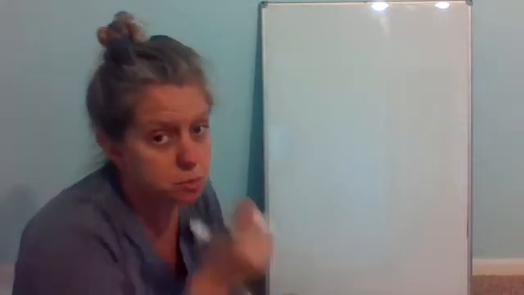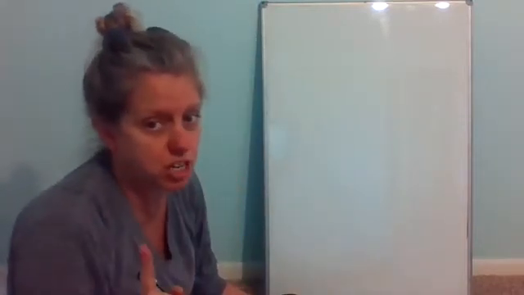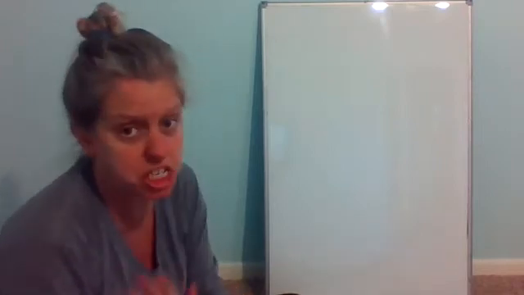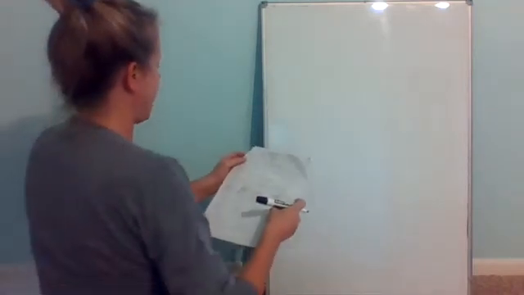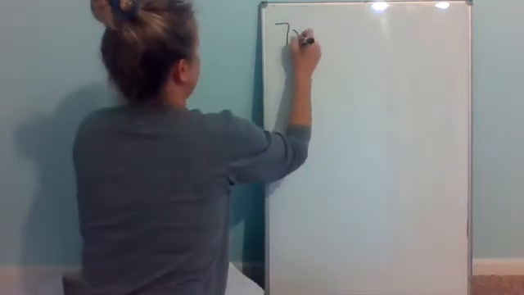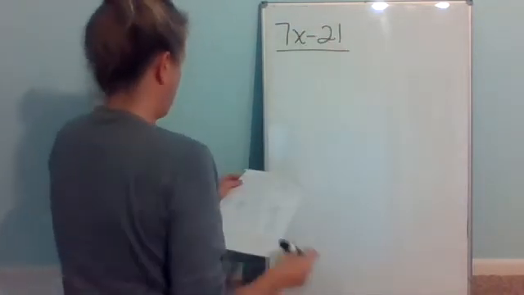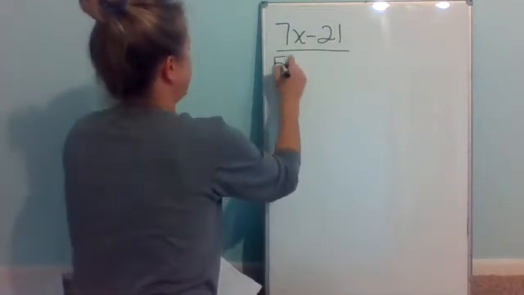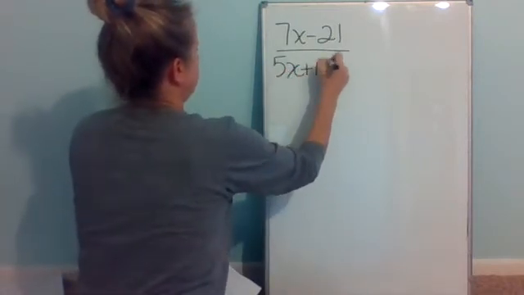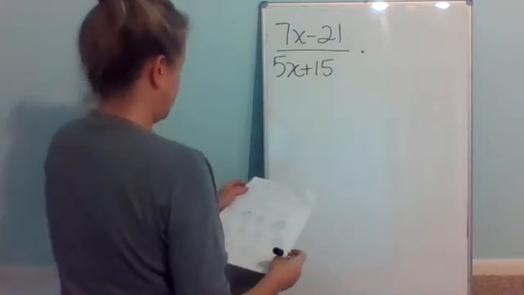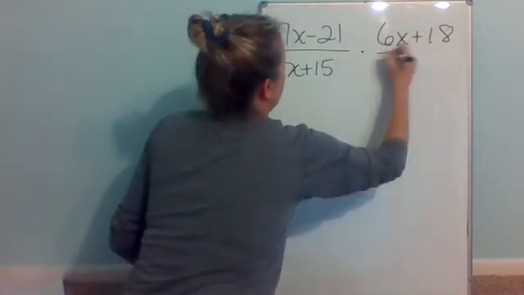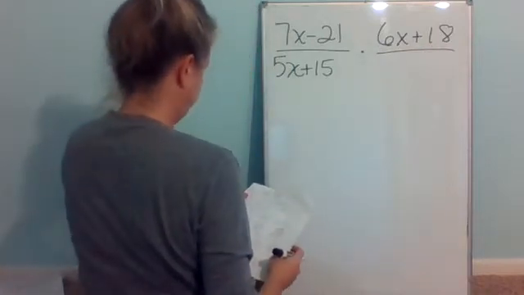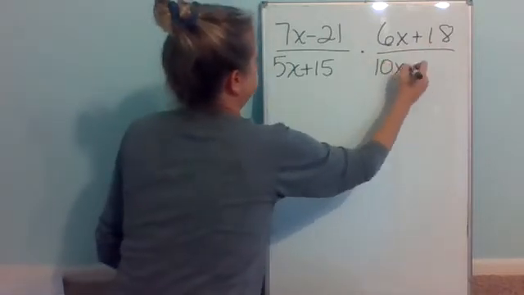So another 8 is multiplication. Remember, that's the first thing you're going to have to check for. Is this multiplication or is this division? So number 8 says to multiply, you've got 7x minus 21 over 5x plus 15 times 6x plus 18 over 10x minus 30.